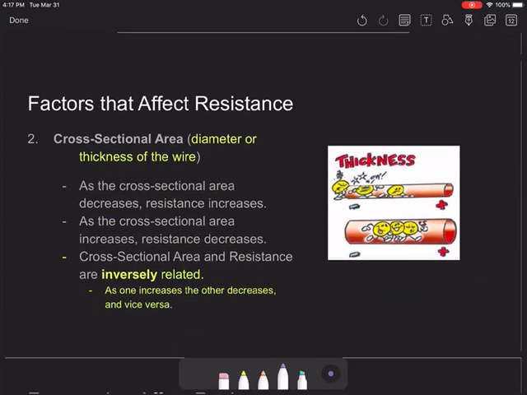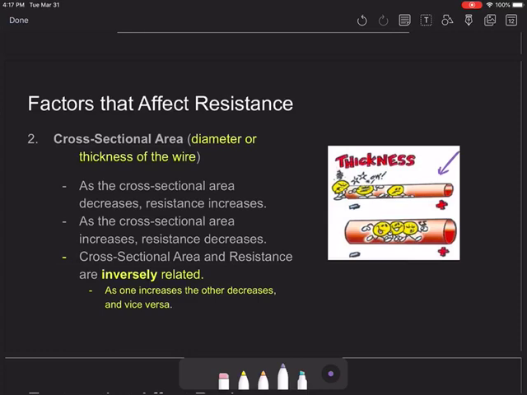Another factor is this cross-sectional area, or you could consider it the diameter or how thick the wire is. If we're taking a look at this picture here, if we have a really thin wire, it's going to be harder for those electrons to move through. There's not as much space. Kind of think of you walking down the hallway. If the hallway is really, really wide, even if there's people there, you're not going to really be resisted by those people because there's a lot of room to go around them.